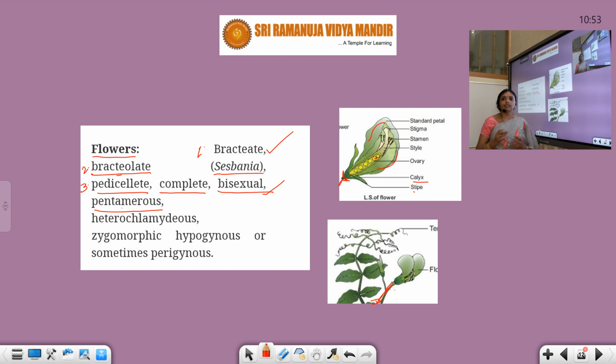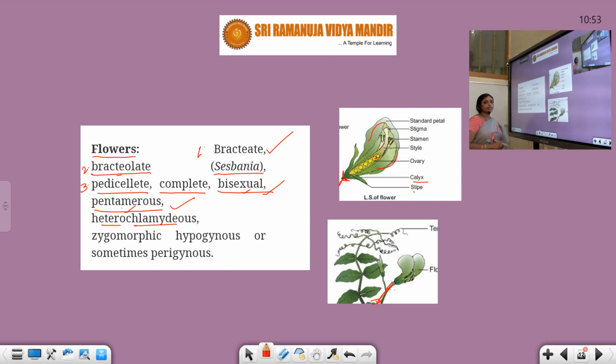That is merosity. Here in this family, pentamerous flowers are present. That means 5 petals or 5 sepals are present. So, a pentamerous flower. Now, how many characters have we seen? Number 1 bracteate, number 2 bracteolate, number 3 pedicellate, number 4 complete, number 5 bisexual, and number 6 pentamerous. Like this you have to write about the characters when you are describing the flower.